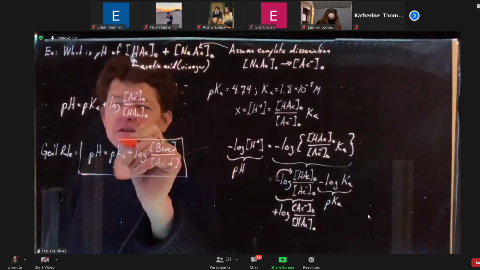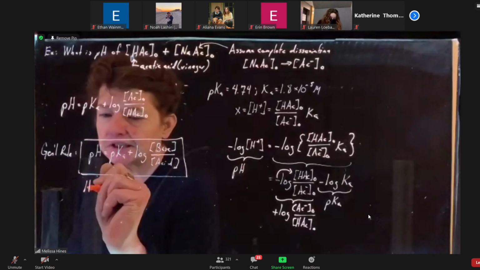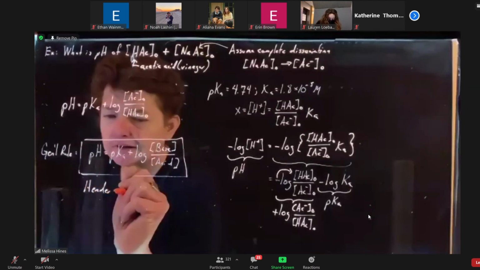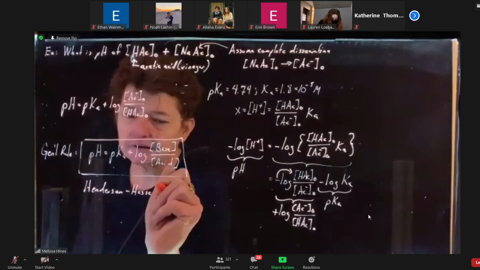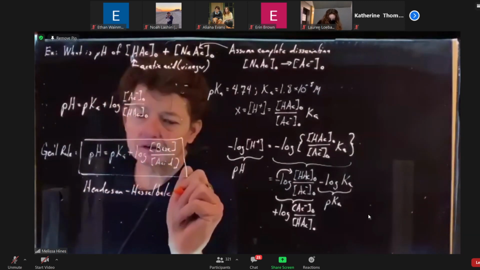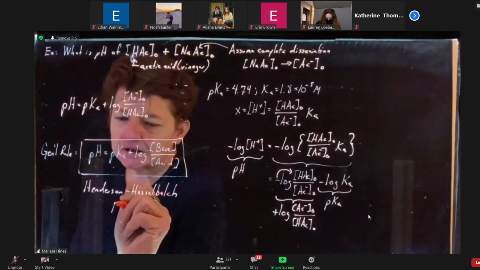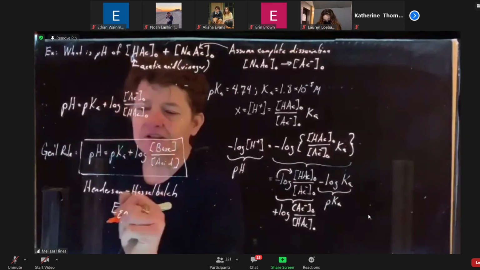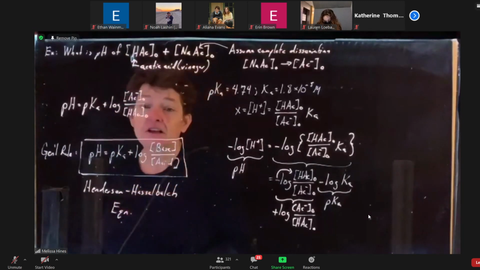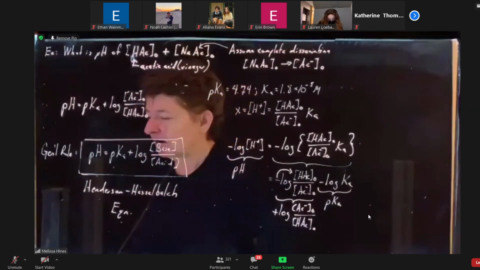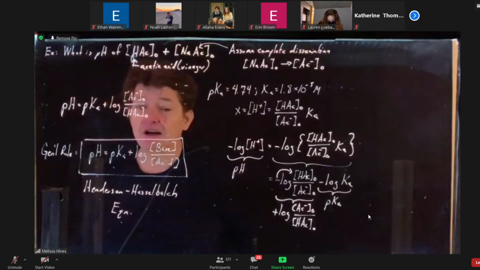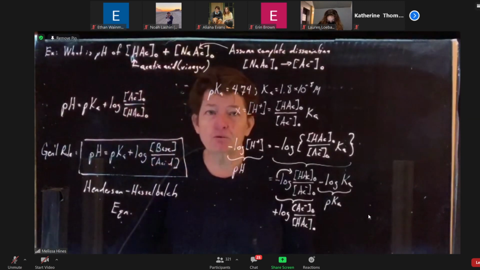So this is known as the Henderson-Hasselbalch equation. And what is so cool about this equation is that Henderson and Hasselbalch derived it without understanding equilibrium, which is pretty impressive. And with that, we are just about out of time, so why don't we wrap it up here and take this up on Monday.